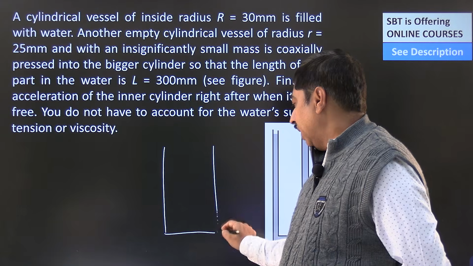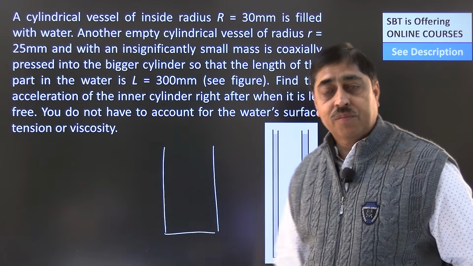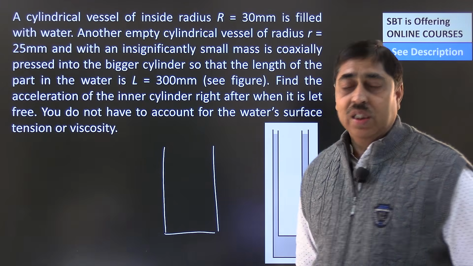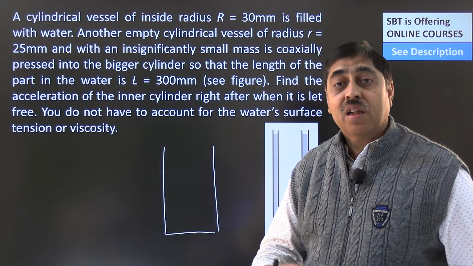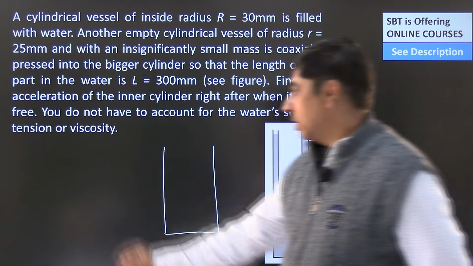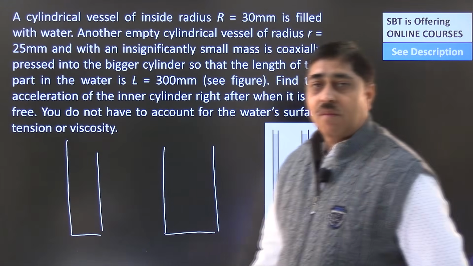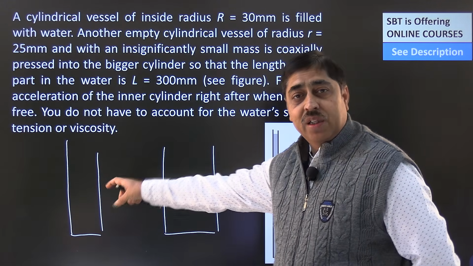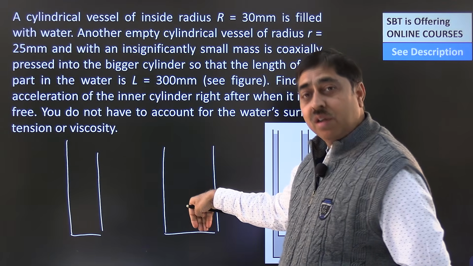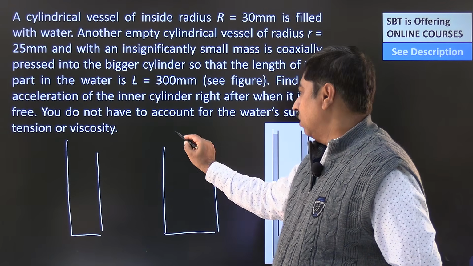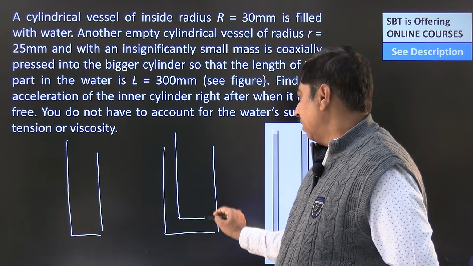This is a cylinder of radius 30 mm, capital R. Some water is inside it. Now you take another empty cylinder, having a slightly smaller radius. Now take this empty cylinder and push it into the water. So naturally you will see something like this.